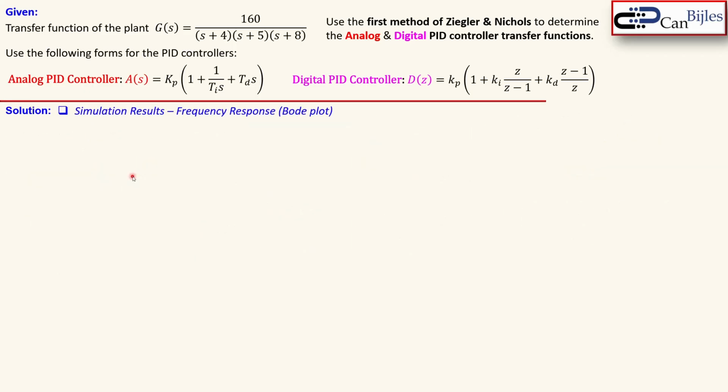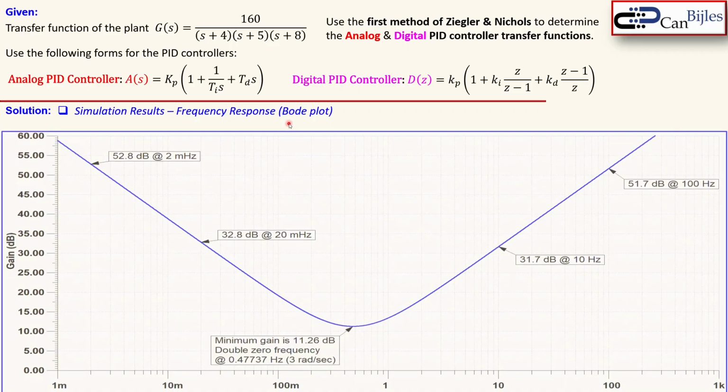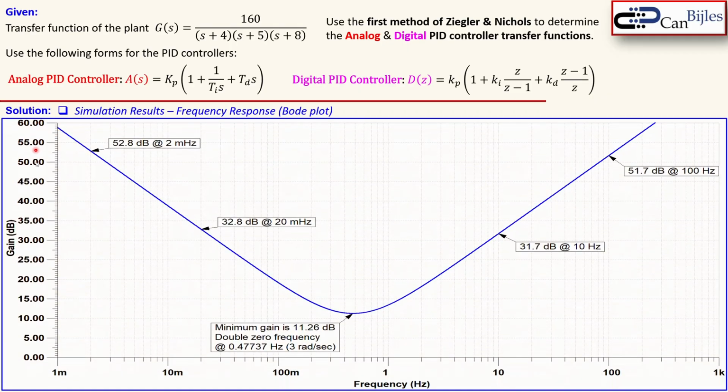All right, let's also look at the simulation results now, the frequency response, the Bode plot for our designed circuit. Now you see here the Bode plot, just the gain. You see the frequency running from 1 millihertz all the way to 1 kilohertz. It starts with a very steep line down, and then reaches a minimum, and then goes up again. So what do we see here?